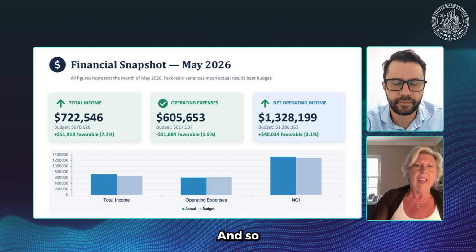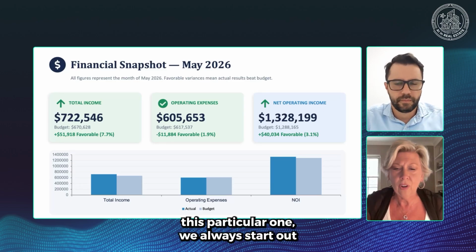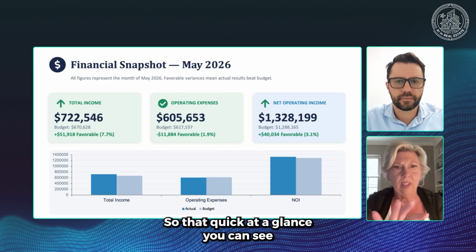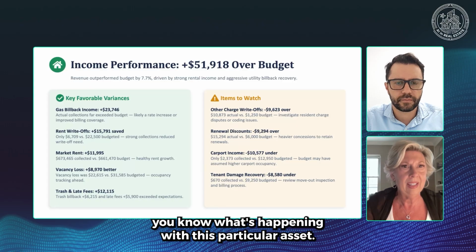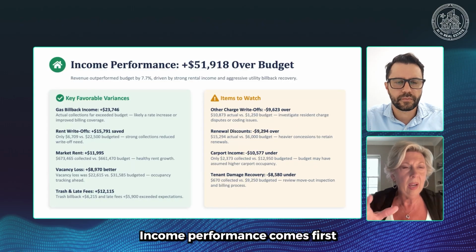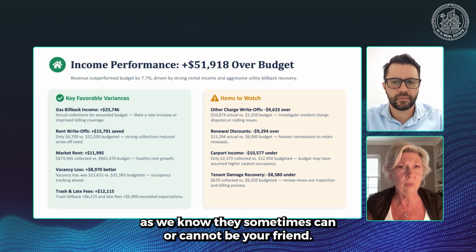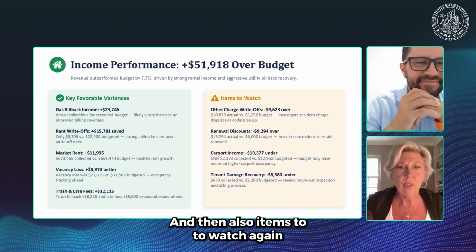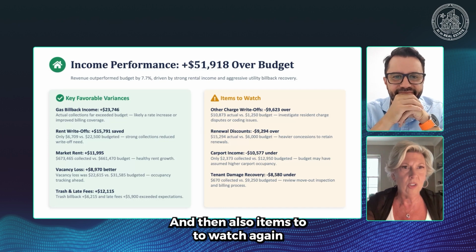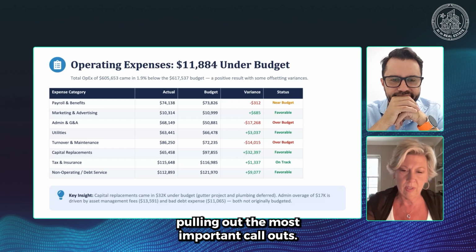And so this particular one, we always start out with a financial snapshot so that quick at a glance you can see what's happening with this particular asset. Income performance comes first, talking about favorable variances. As we know, they sometimes can or cannot be your friend. And then also items to watch. Again, pulling out the most important call outs, right?